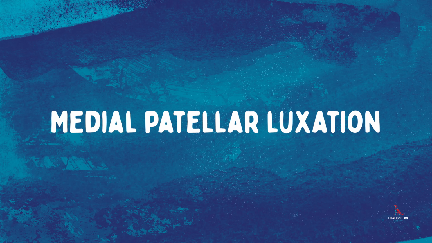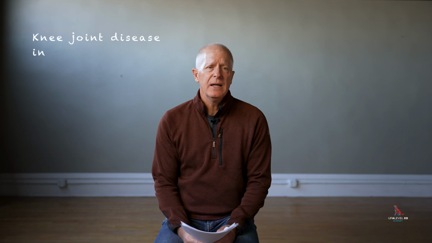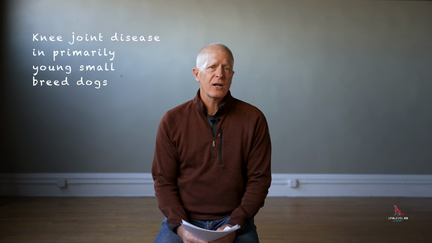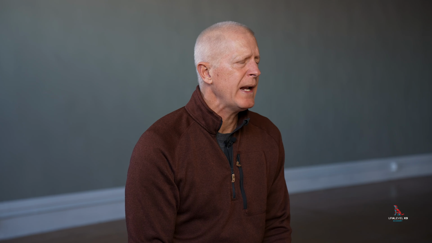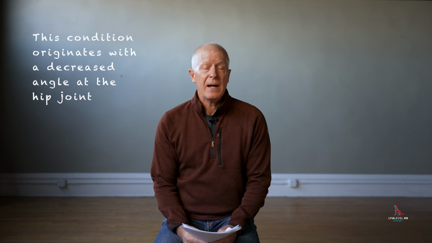So another condition that we see is called medial patellar luxation. This is a disease of the knee joint that we tend to see in our young small breed dogs. Occasionally we will see it in our medium to large breed dogs. What happens in medial patellar luxation is we have a decreased angle at the level of the hip joint. So the problem is actually at the level of the hip, but it's reflected at the level of the knee joint, or the stifle joint.